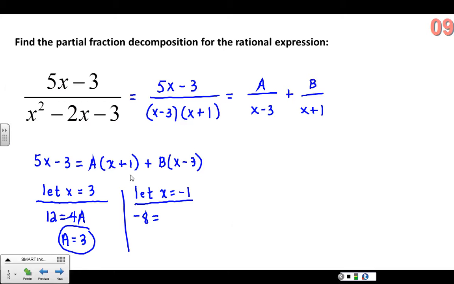If I let x be negative 1, this would all go to 0. But negative 1 minus 3 is negative 4, so negative 4b. So b is equal to 2.